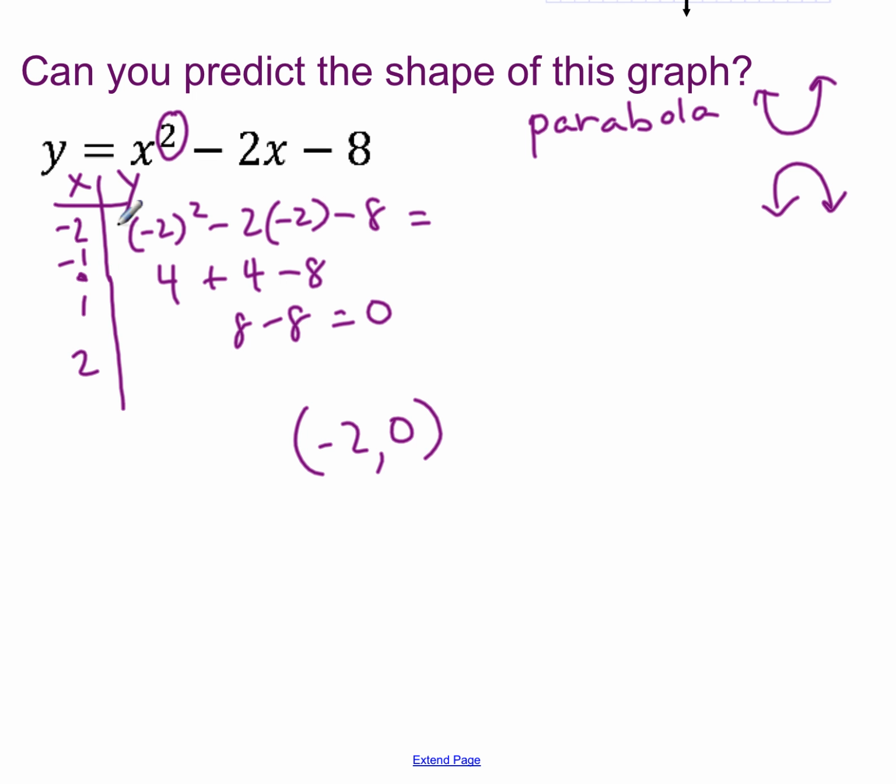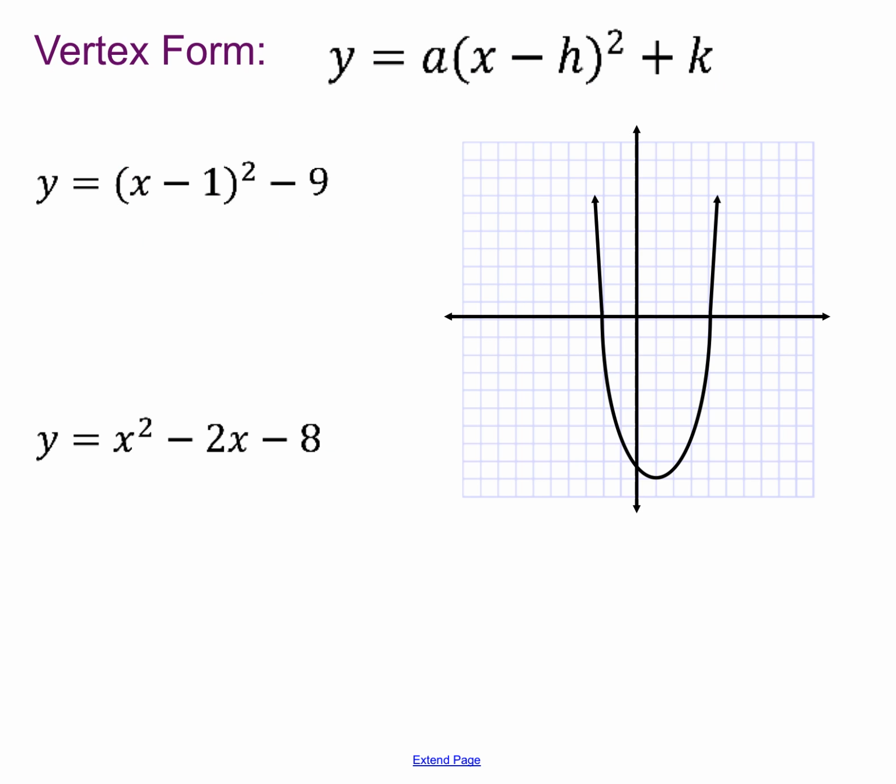So you could start by plotting that point. -2, 0 would be right here. And then you do -1 and whatever that gave you, and 0 and whatever that gave you. And then you would construct your parabola. So you can always do it by chart, but we want to find faster ways because the chart is tedious and long. So we want to find faster ways to do it. So let's remember our vertex form.